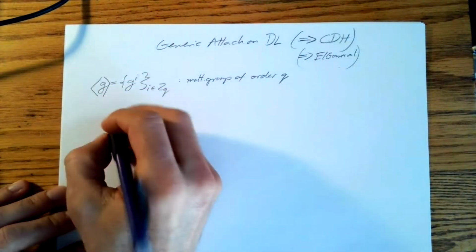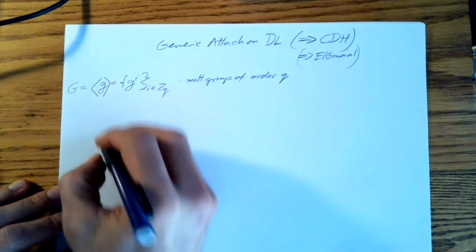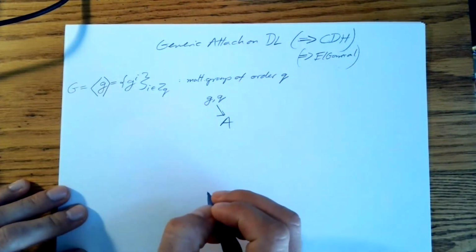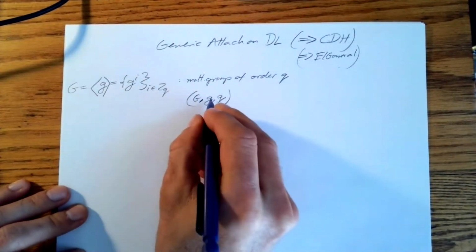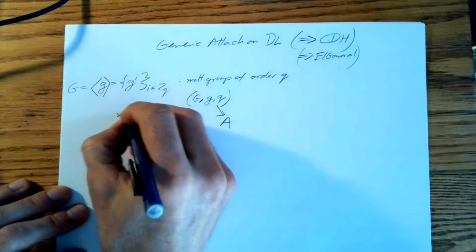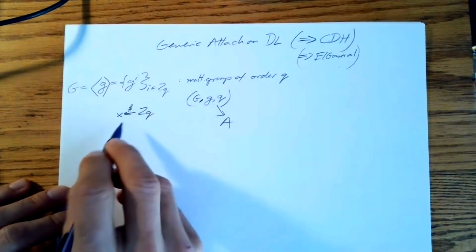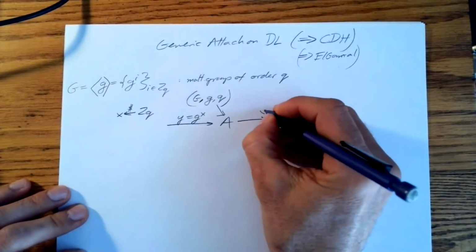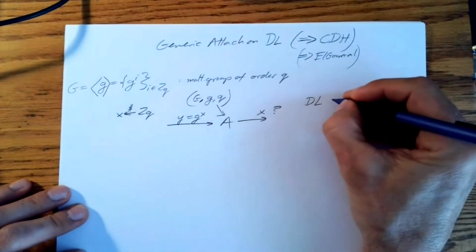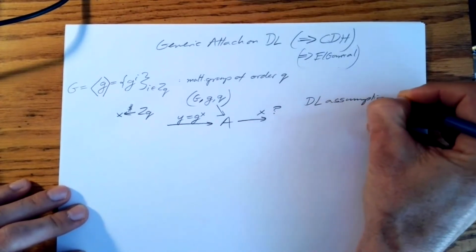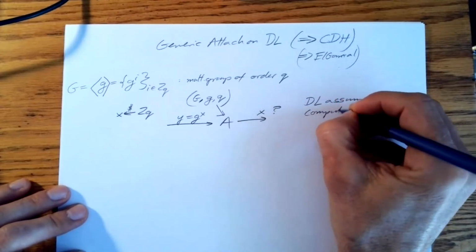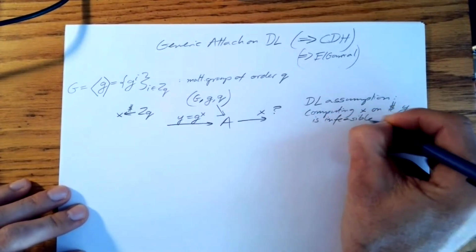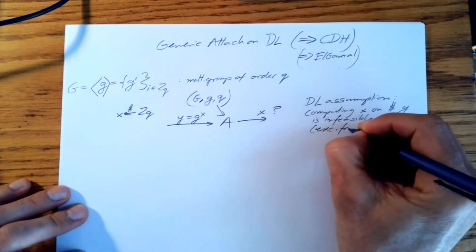So what's the discrete log problem in group G? The adversary knows what the group is and what the order of the group is. So he knows the group, a generator, and the order of the group. And the challenger picks a random exponent x from the size of the group, and gives y equal to g to the x to the adversary, and the adversary is asked to compute x. We say the discrete logarithm assumption is that computing x on random y is infeasible, except with negligible probability.